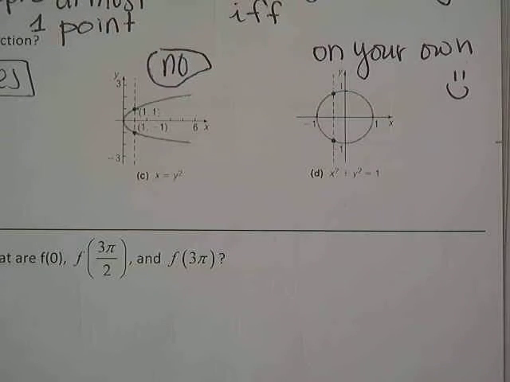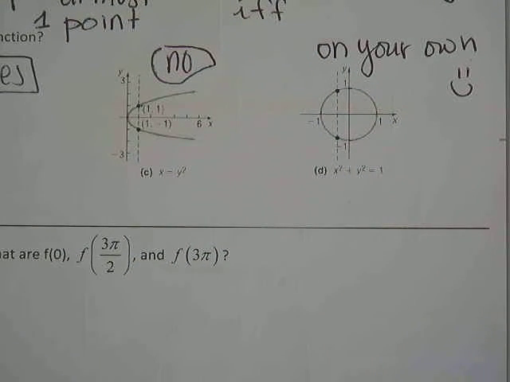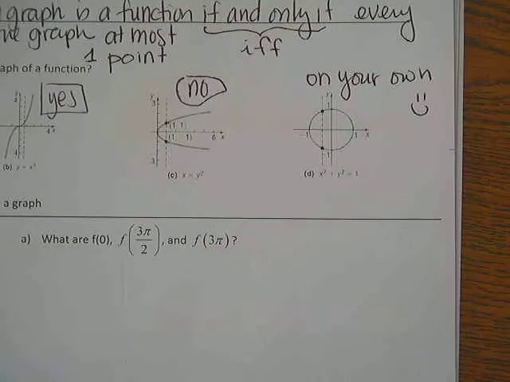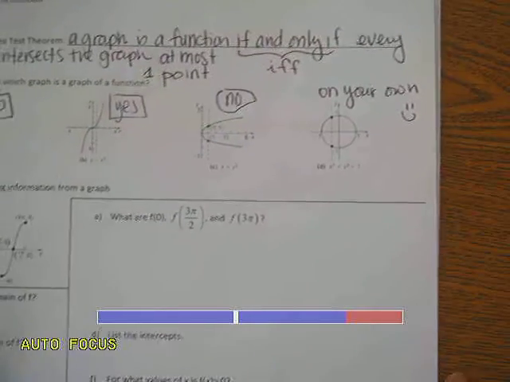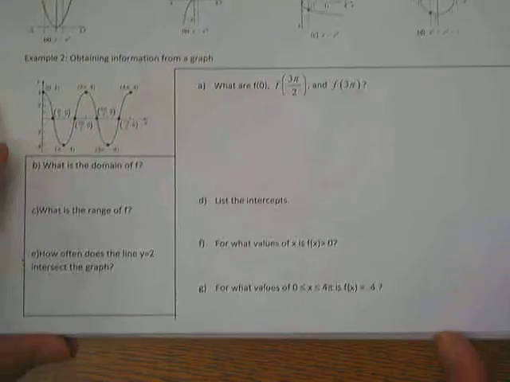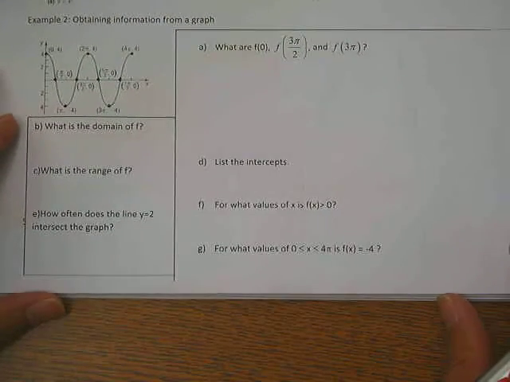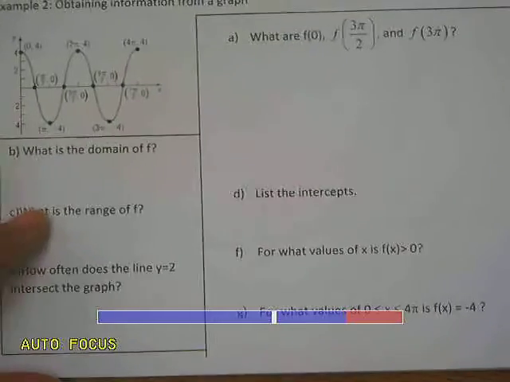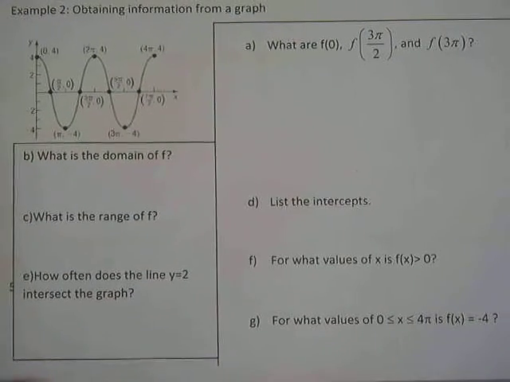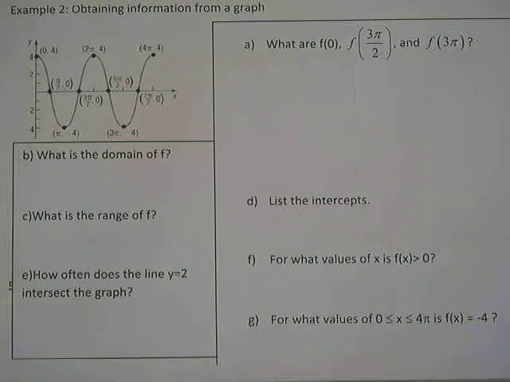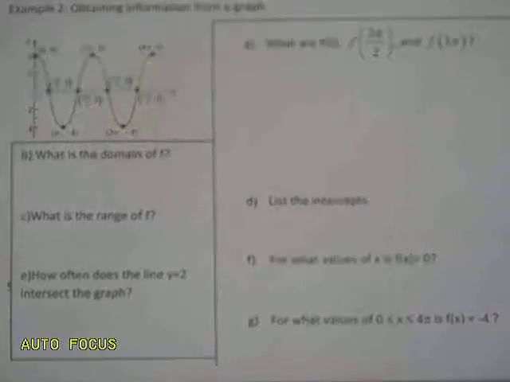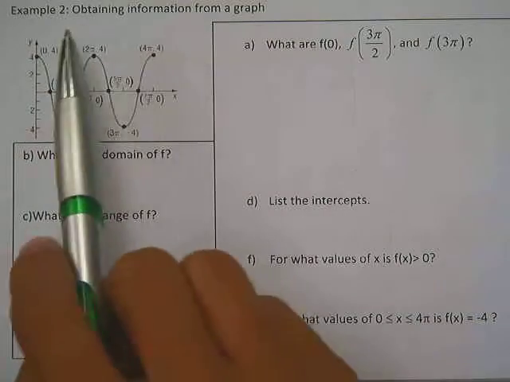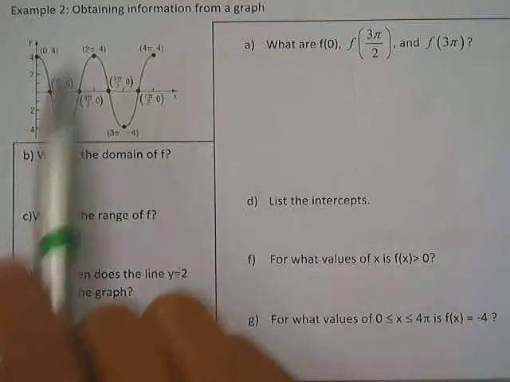And then we're going to move on to example 2. I'm going to zoom out just to get a big picture of example 2, and then zoom back in to get a clearer, more defined graph, because if it's blurry, it's going to be difficult for you to see. Example 2: obtaining information from a graph.